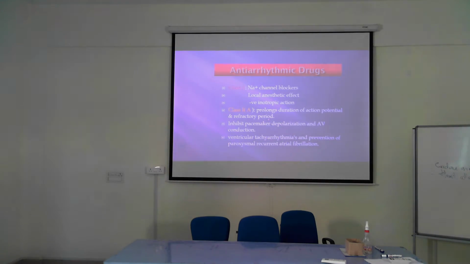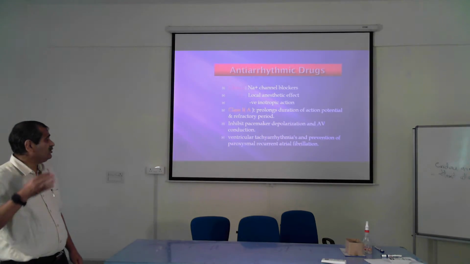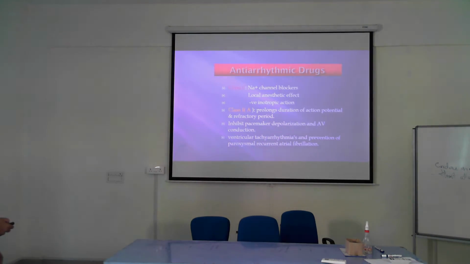And class 1A, these drugs are going to prolong the duration of action potential and also the refractory period. So for a very small fraction of some milliseconds, the heart is going to be quiescent. So that's what prolonging the refractory period means. Then they inhibit pacemaker depolarization and AV conduction. Pacemaker SA node and AV conduction are going to decrease.